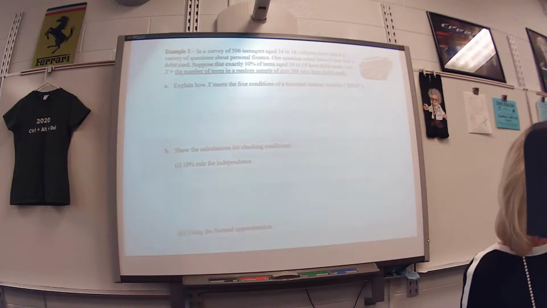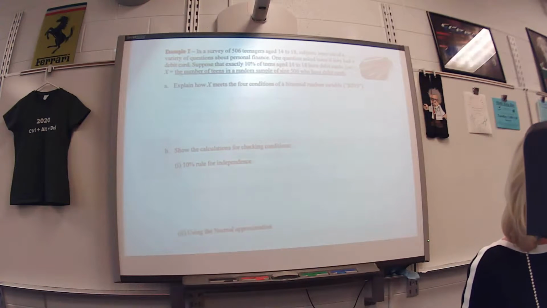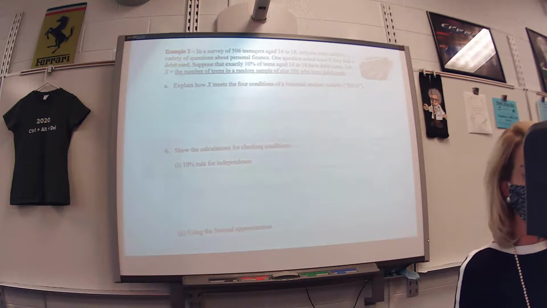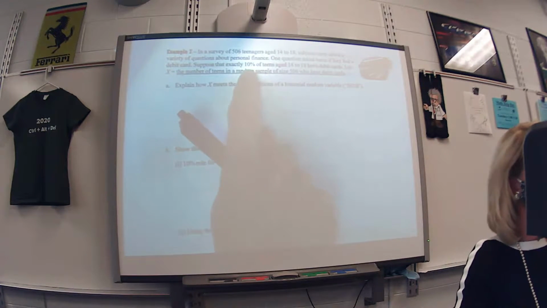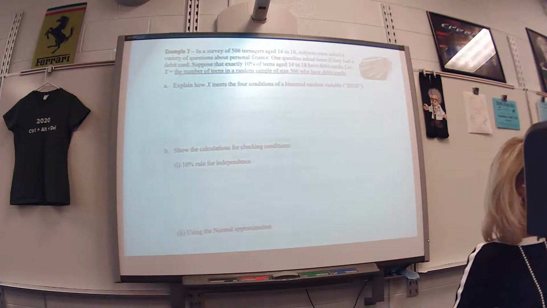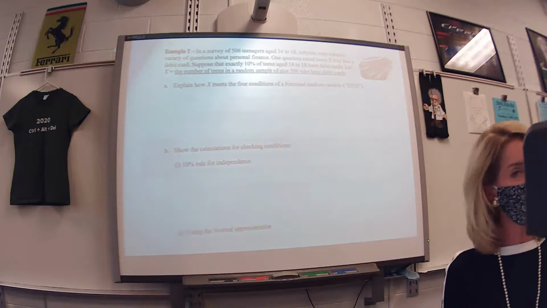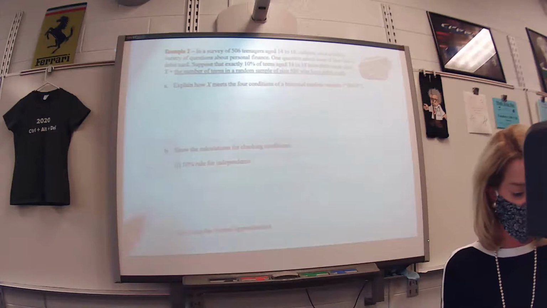All right, N, 506 people, got it. That's our random sample size. And P, the probability of having the card is 10%, and the probability of not having the card then must be 90%. So we definitely satisfy the B, the N, the S. The I is a little questionable, but we'll talk about that.